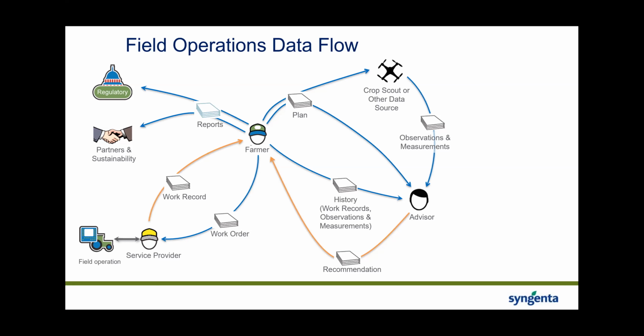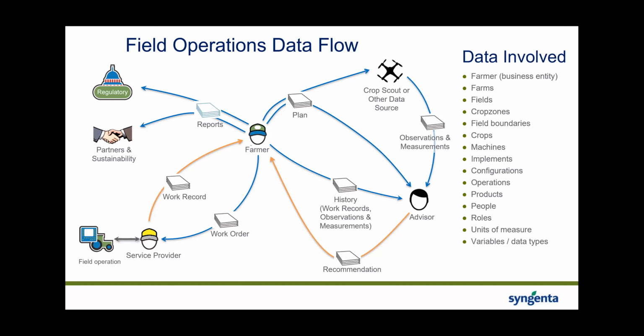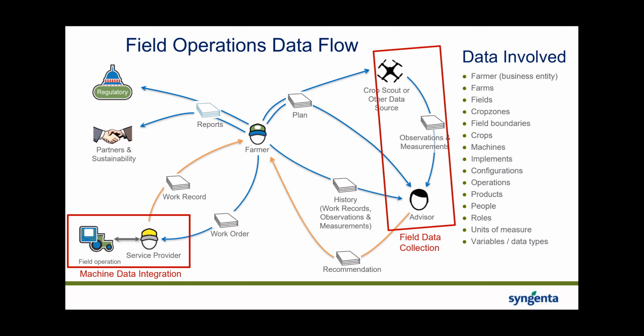Again, there are all kinds of levels of formality and granularity, but this general idea of having a strategic plan and then some tactical documents that support that is fairly universal, even if most of these documents are inside a farmer's head. The kinds of data involved here: identifying the farmer's business entity, farms, fields, boundaries, the crops, the products being applied to them, and the units of measure and variables involved. We're going to talk about two use cases here. One is machine data integration. The other is field data collection, or scouting.